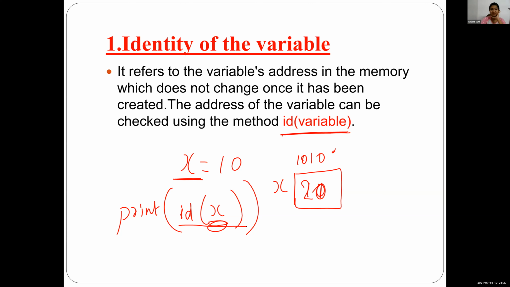Here, what is the address of x, Anjana? 10? No. This is the address. Here 10 is the value. Is it clear, Anjana? Yes, ma'am. Here 10 is the value and one address is there for this 10. So I just write the address as 1010. So print id of x means the address of x is displayed. The address of x is 1010, so the output is 1010.